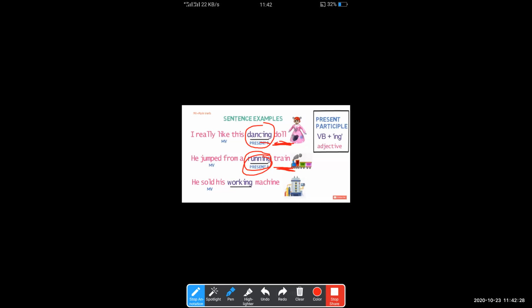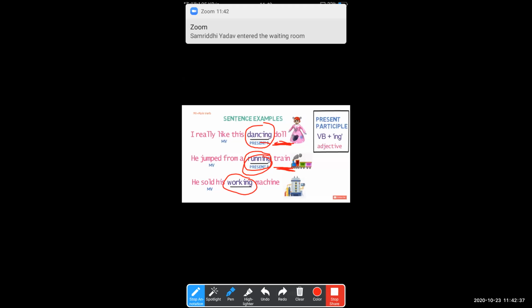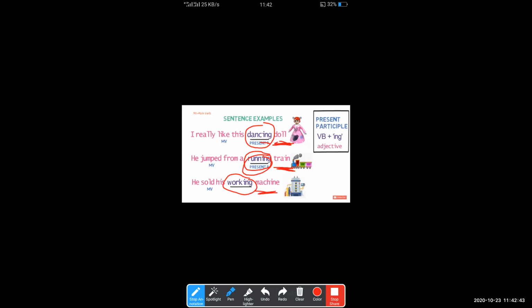He sold his working machine. Working is also a verb first form with -ing, but it shows the adjective of this machine, so this also comes under the present participle.